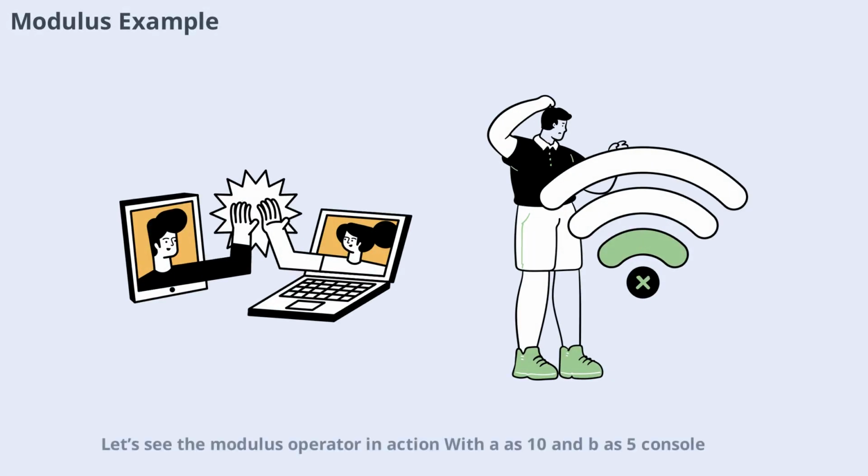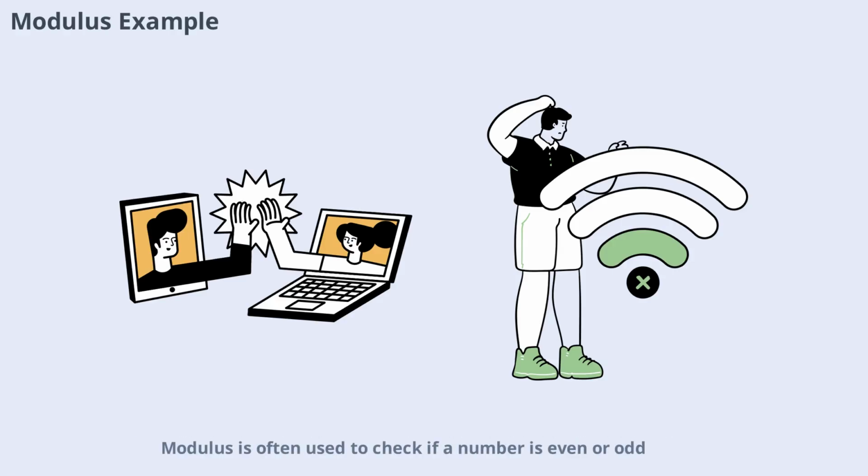Let's see the modulus operator in action. With a as 10 and b as 5, console.log(a % b) calculates the remainder of 10 divided by 5, which is 0. Modulus is often used to check if a number is even or odd, or to cycle through values in loops. It's a simple but powerful operator for many coding tasks.